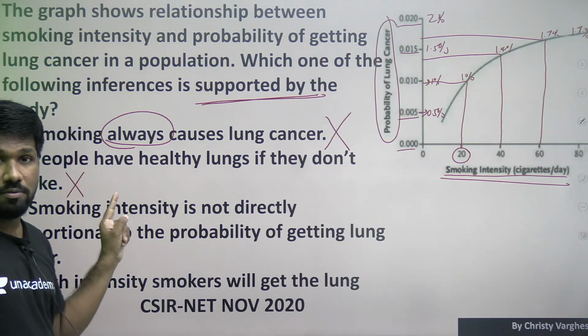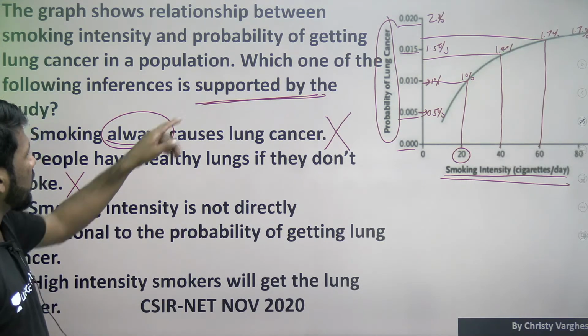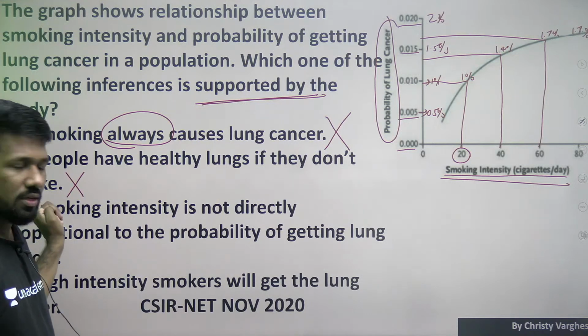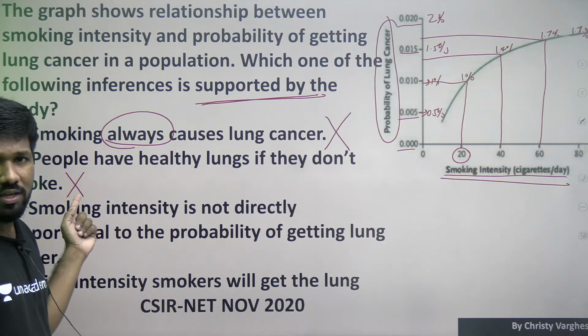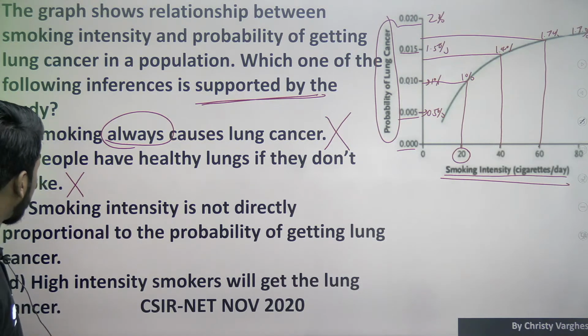I am not saying option B is correct or incorrect. Cannot be concluded, because what is the question? Which of the following inferences is supported by the study? ये study option B को support भी नहीं कर रहा है, oppose भी नहीं कर रहा है. So definitely option B cannot be the answer.